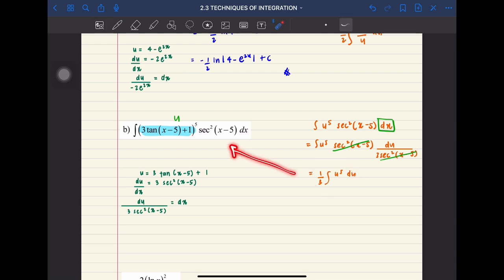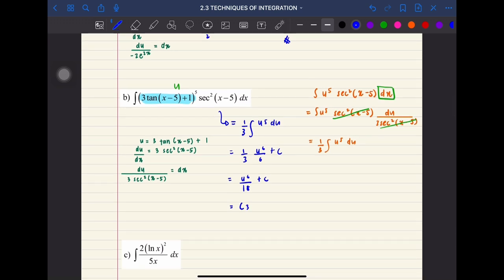Now you can put in your working steps. So it becomes 1 over 3 integral of u^5 du. You can directly integrate, which becomes u^6 over 6 plus c, so u^6 over 18 plus c. And don't forget to substitute back your u, which is (3 tangent x minus 5 plus 1) to the power 6 plus c, over 18. So this is for B.